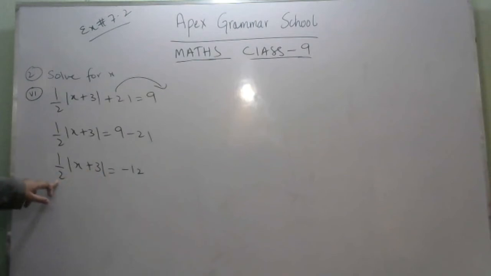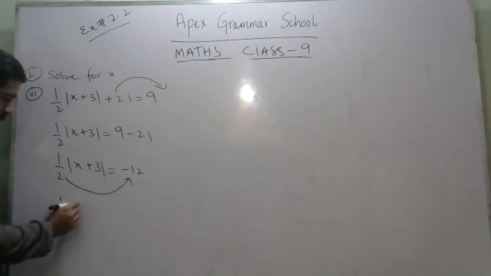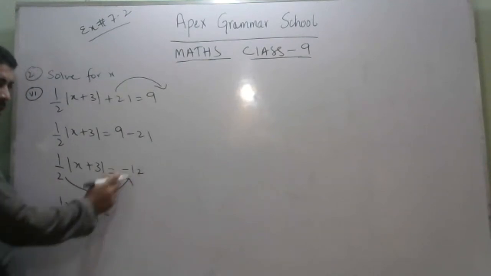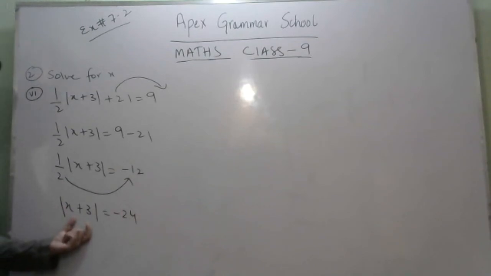So this 2 will multiply on the right hand side. x plus 3 is equal to 2 multiplied by minus 12, answer is minus 24. Now we have done it to make this mod sign independent. But on the right hand side we have another problem.